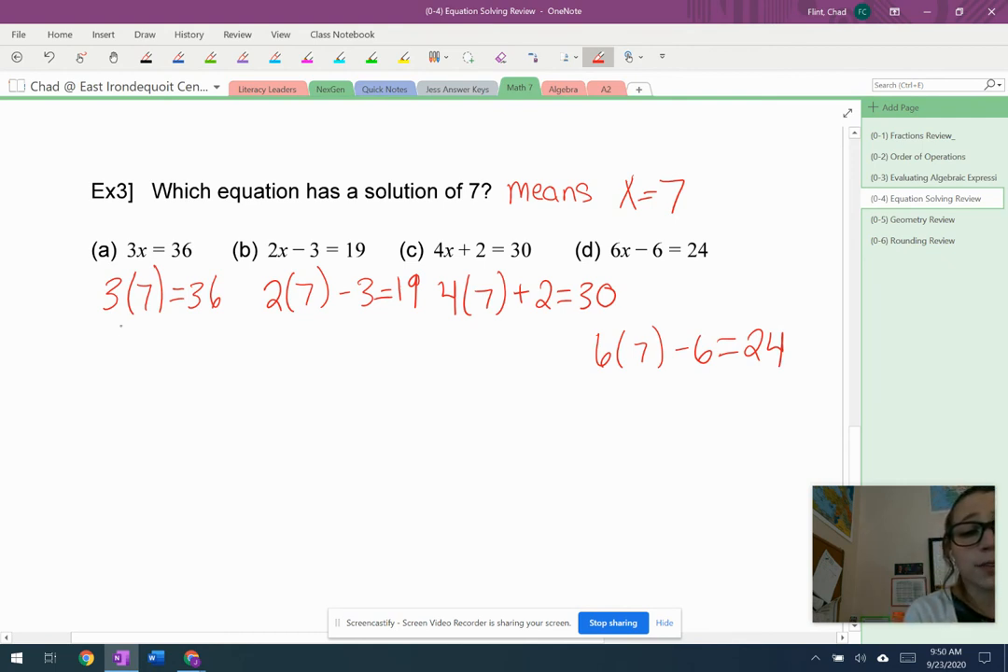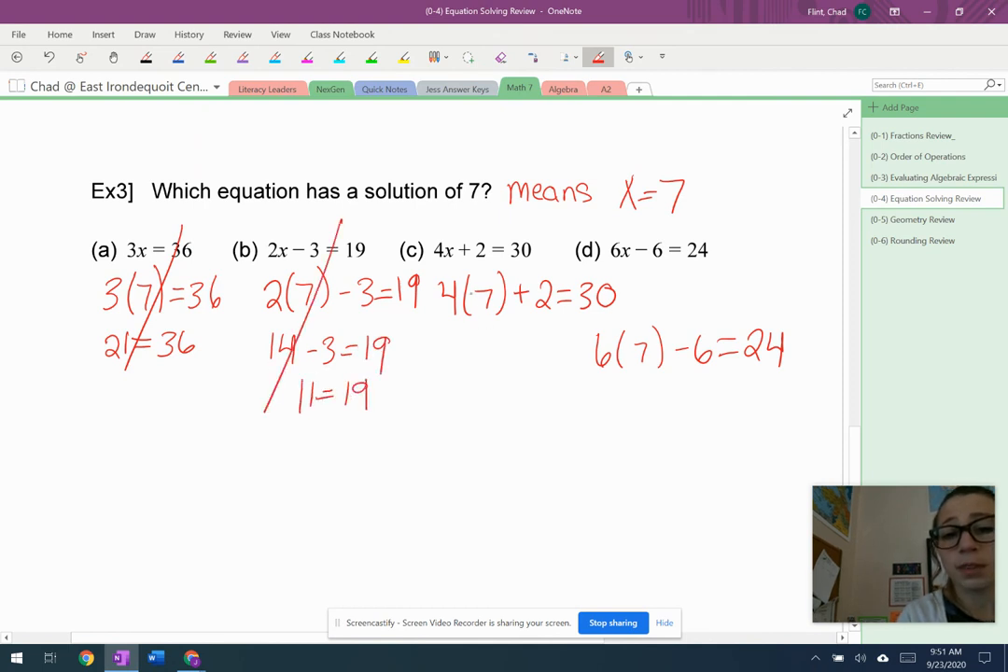So for choice A, 3 times 7 is 21, which does not equal 36. That's not true. 2 times 7 is 14, minus 3. 14 minus 3 is 11, so that's not true. 4 times 7 is 28, plus 2 is equal to 30. Ooh, this one is actually true. So we're thinking this is going to be our answer.